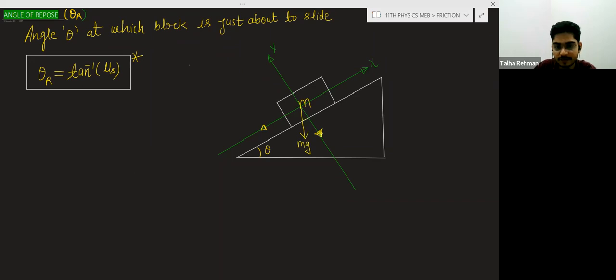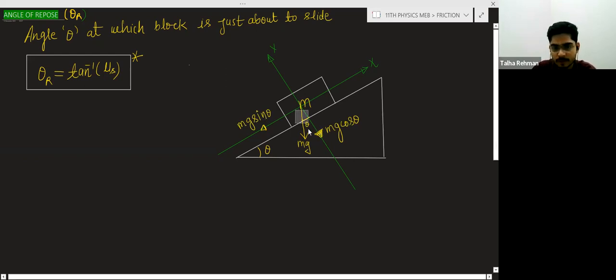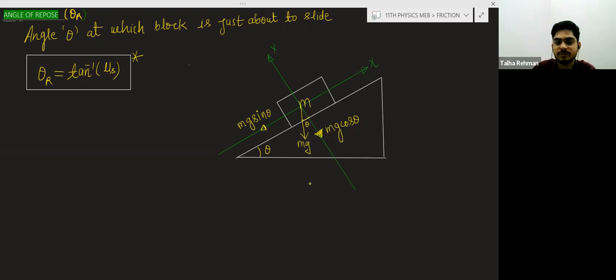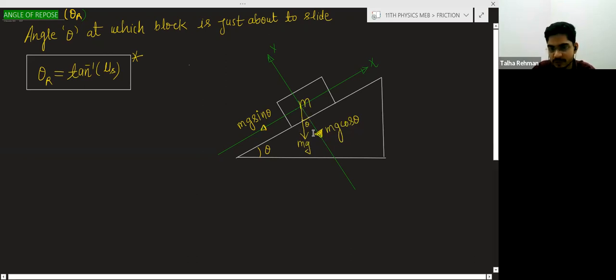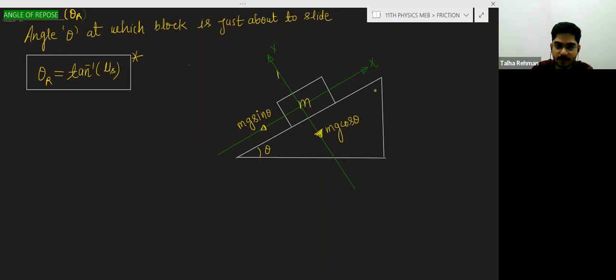I have told you this angle will be theta, so this component will be mg cos theta, and this component will be mg sin theta. Remember these points. We now have two forces, one perpendicular to the surface and one along the surface. I am removing this, no requirement of this. And of course there will be the normal reaction.